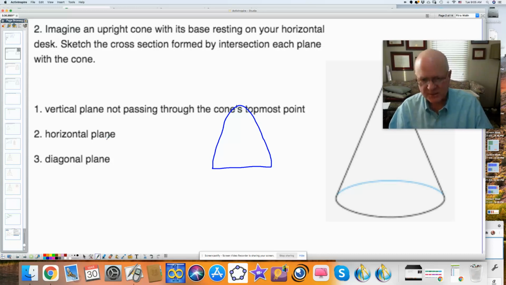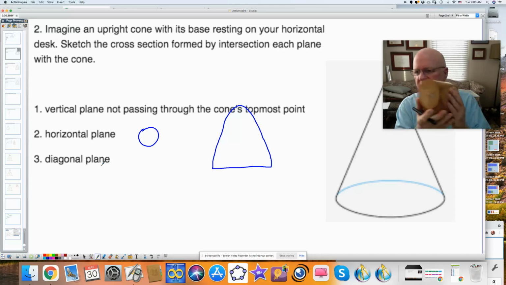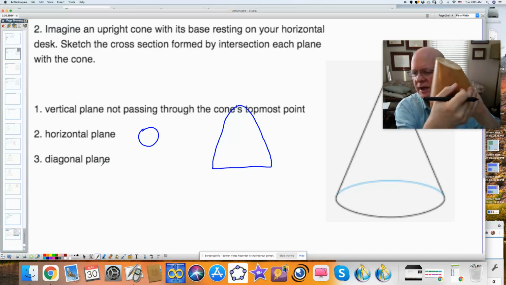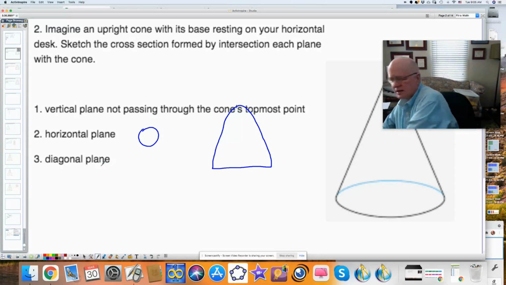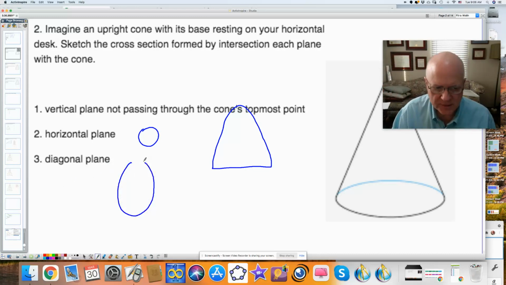And the last piece of this, a horizontal plane, would be a circle anywhere along this cone, and then a diagonal plane. This is my last one here to show. You can see if I cut it at a diagonal, it's going to be an ellipse. These are called conic sections, and we will be discussing them later on in the course. But a diagonal plane would give you an ellipse.